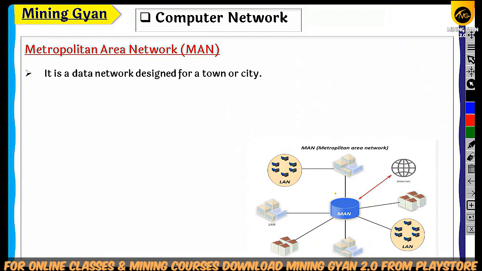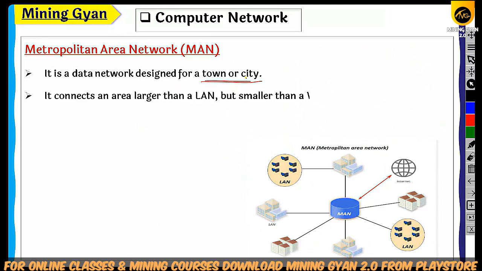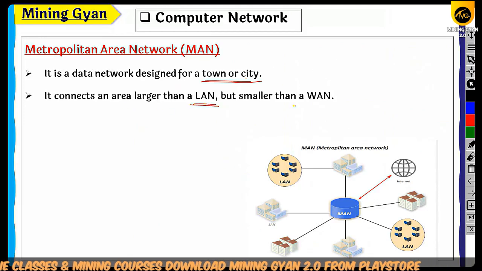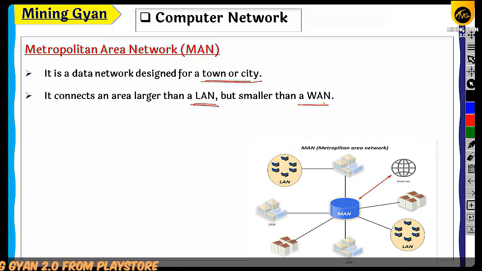This is MAN. It is a data network designed for a town or city. एक city में या एक town में जो network create होता है, that is called the metropolitan area network. It connects an area larger than a LAN but smaller than a WAN. So basically it has a smaller range than the WAN, but a larger range than the LAN.